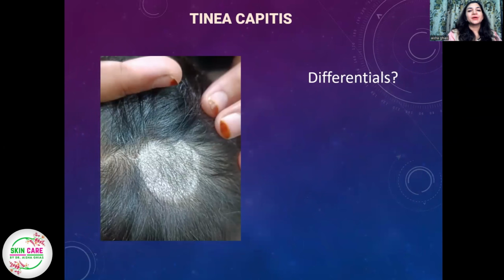Okay, so we have discussed three diseases trichoscopically, and now is the turn for tinea capitis.